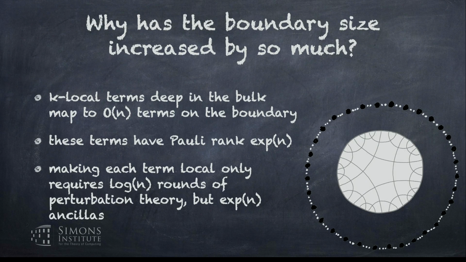And as we were saying, the reason we get this exponential blow up is because even though we started with terms of Pauli rank k for some fixed k, when we push these terms through the tensor network, we end up with Pauli rank exponential in n, which means we have to do exponentially many gadgets. Each gadget only requires log n rounds of perturbation theory, because we can do these things in parallel. So the number of rounds of perturbation theory and the interaction strength doesn't blow up too much, but the degrees of freedom really blows up a lot.